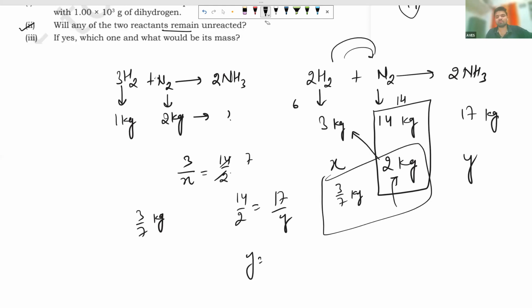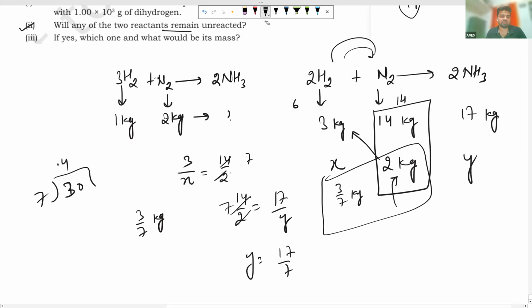You can find out the value of y will be equal to 17 upon 7. How much do you write? 3 here and 7 here. So you will get decimal 0, and then 7 4s are 28, then 2, and then 0. Then 7 3s are 21, approximately 21.